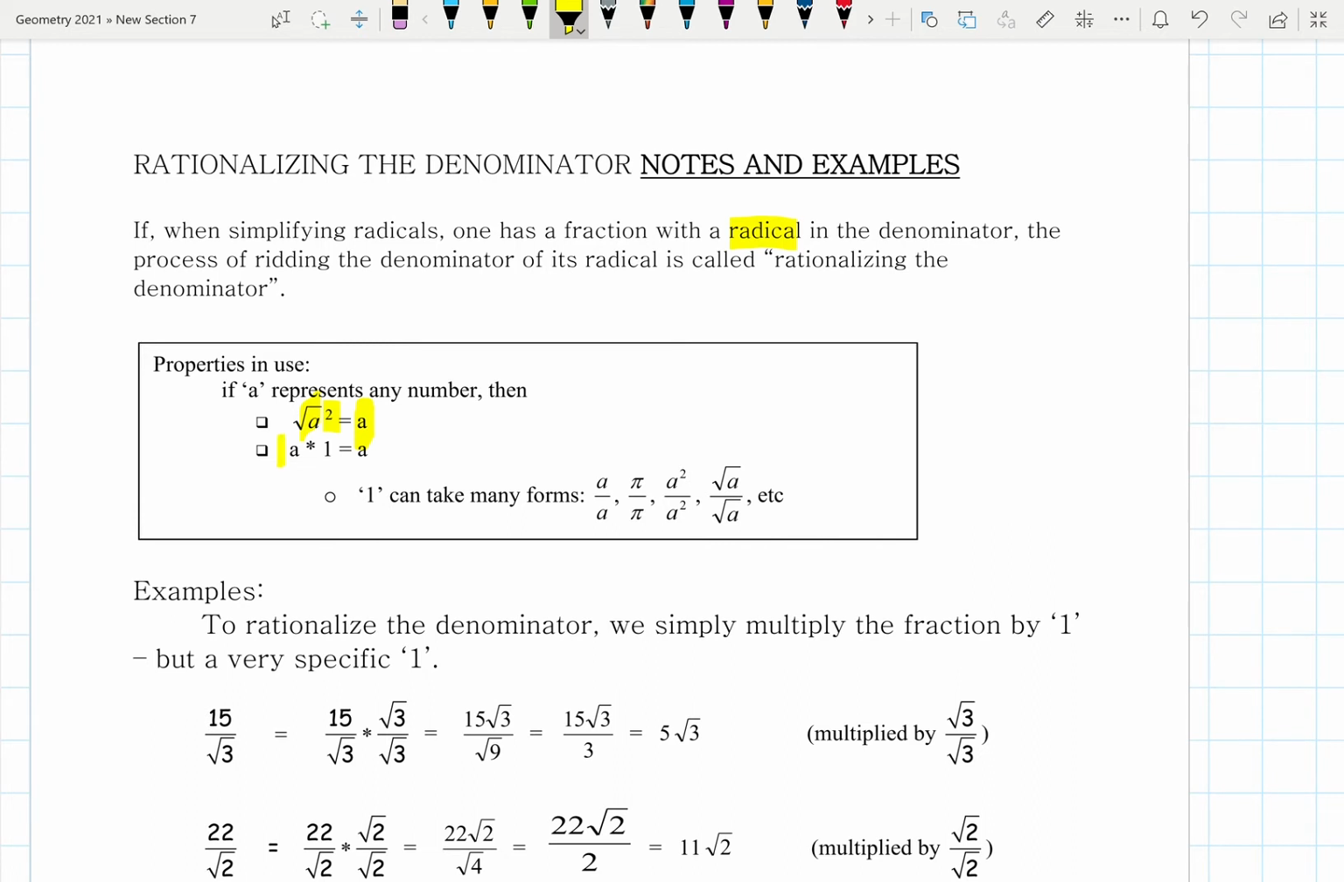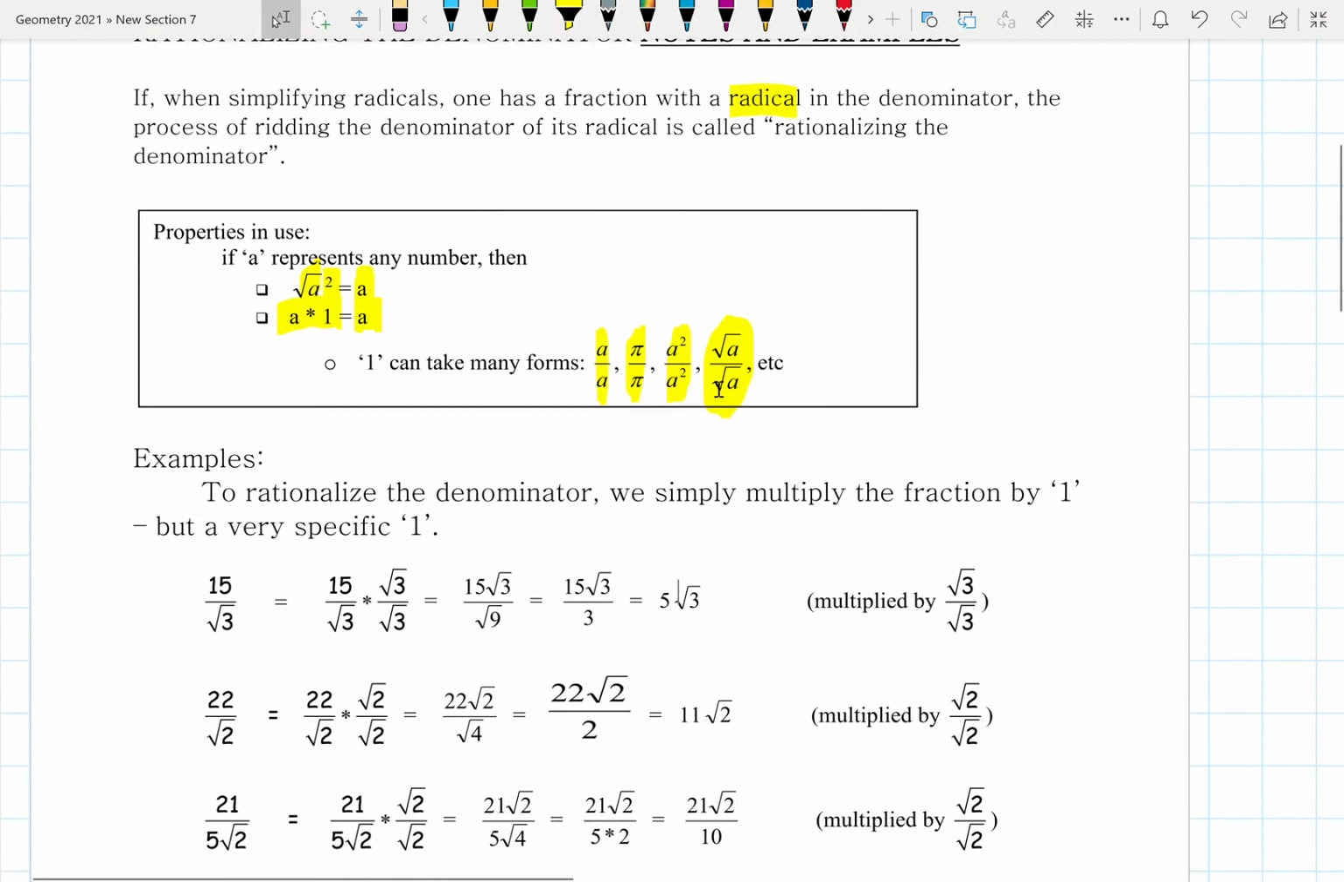And the other property that's at work is if I multiply a number by 1, we're back at itself. But remember that 1 doesn't have to look just like a plain old 1. Anything divided by itself evaluates to 1. So a divided by a is 1, pi divided by pi, a squared divided by a squared, or the one that's going to become important to us is the square root of a, any number a, divided by itself is also equal to 1. So here's how this works.